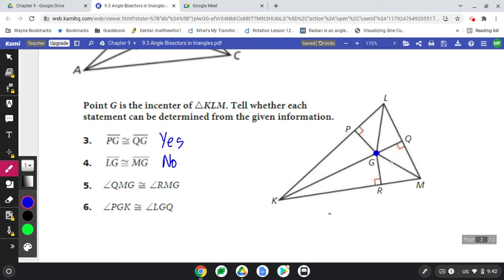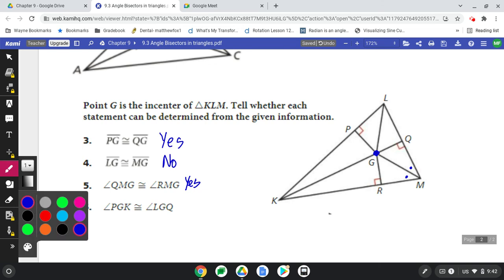Our next one, QMG. So QMG, that's going to be right there. And then our next one, RMG. So those are going to be the same because we know if this is the incenter, that means MG is our angle bisector. So those would be the same, yes.